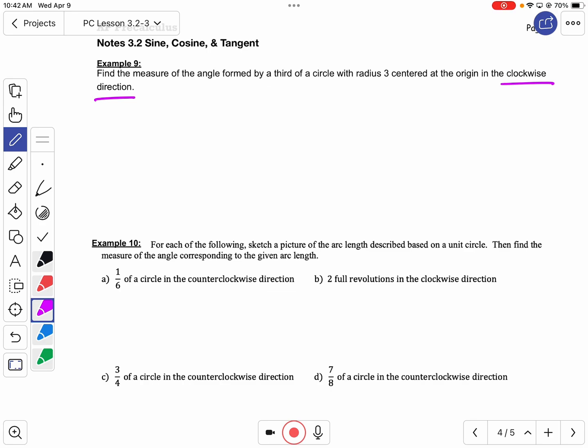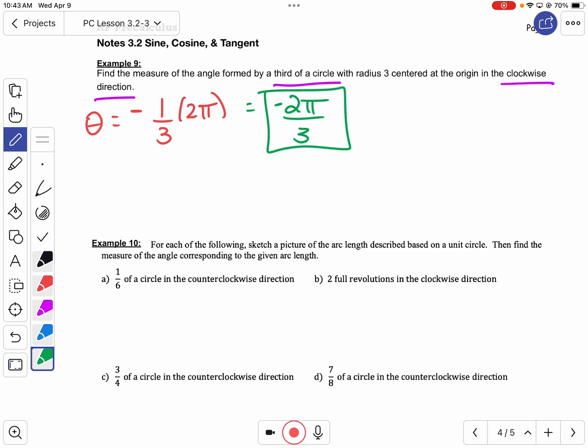Okay, so that's why we have to think about direction. All right, I want how much of a circle? A third of it. All right, but we know it's going to be negative because I'm going in the clockwise direction. All right, and then I just simplify that multiplication, negative 2 pi over 3. These are probably some of the easiest ones we do. See if you can do those underneath it. You do not have to sketch a picture.